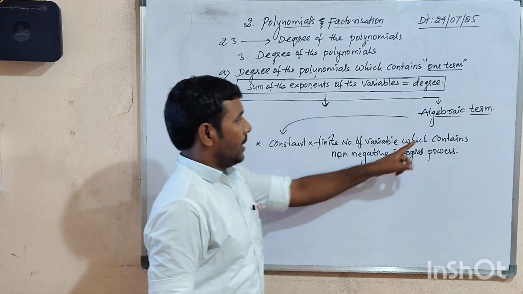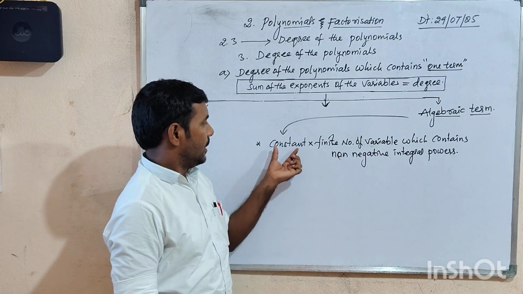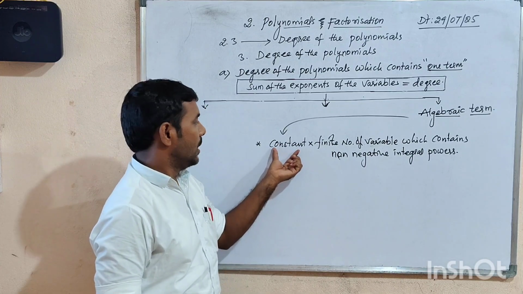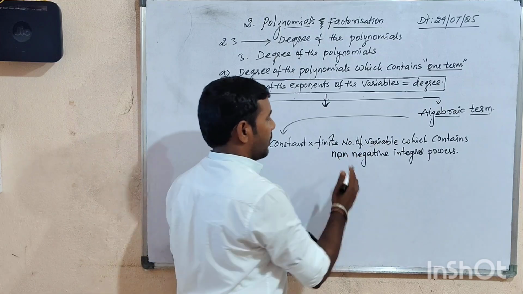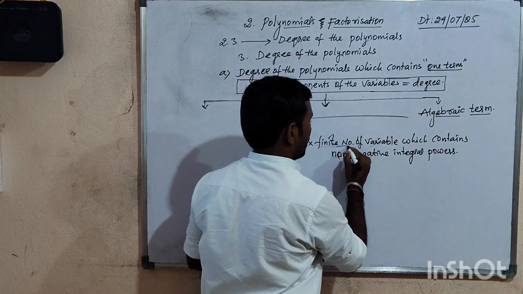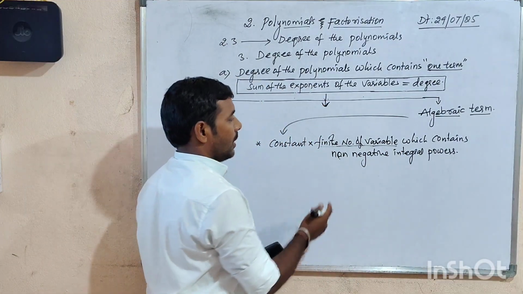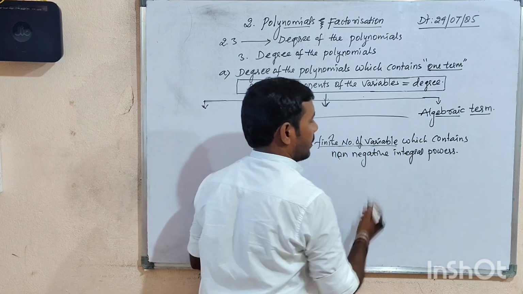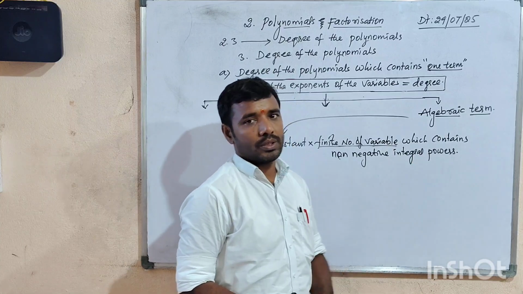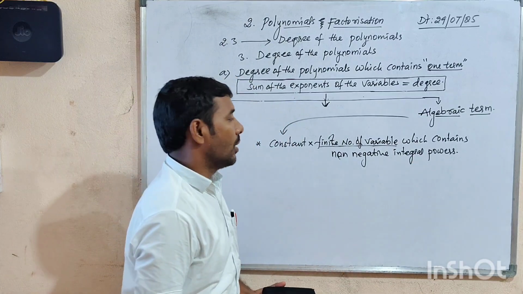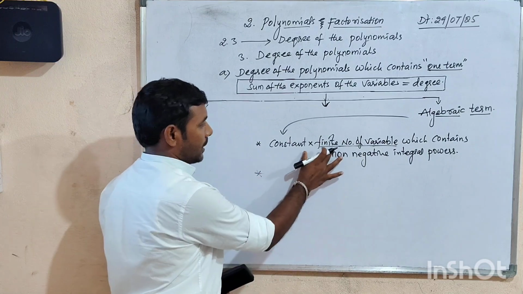Let us see the algebraic term. Its fundamental is this: a constant into a finite number of variables. Finite, in the sense of countable, variables. Finite number of variables are considered, and those variables contain non-negative integral powers, nothing but whole number exponents.